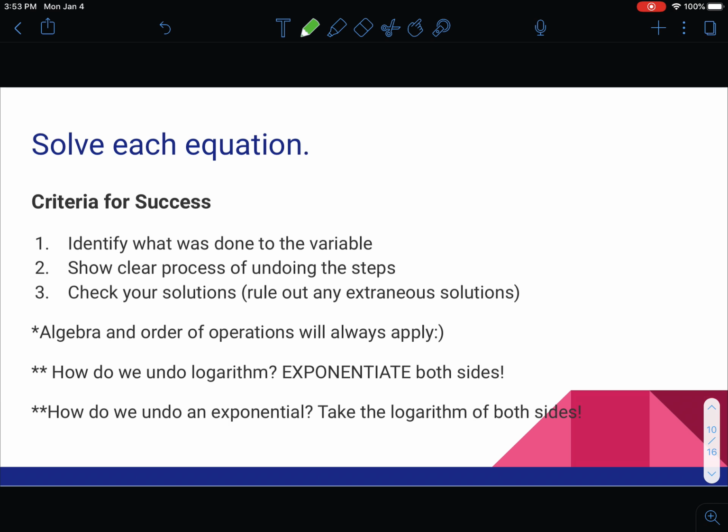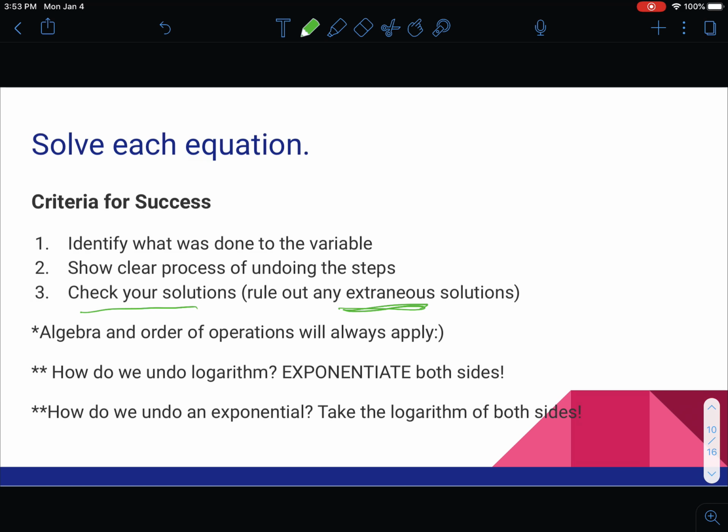And then, very important here, check your solutions, because sometimes even though you did every step correctly, when you go to plug that back in, it's extraneous. It does not work in the original equation. We still follow our algebra rules and our order of operations. And then here's a couple of things we want to keep in mind.